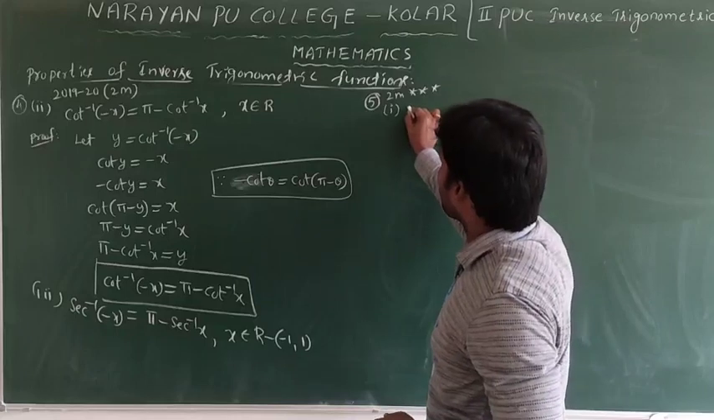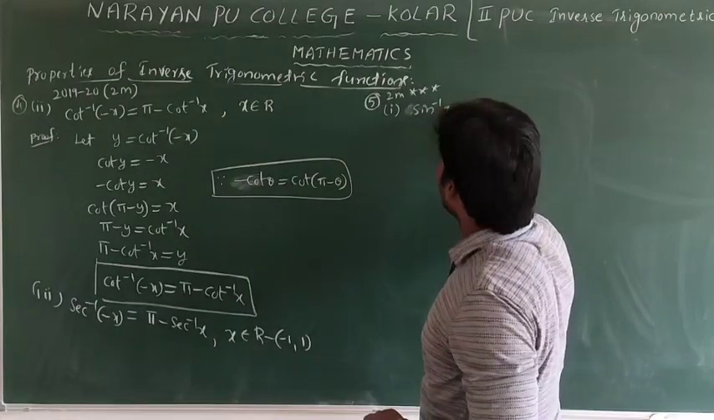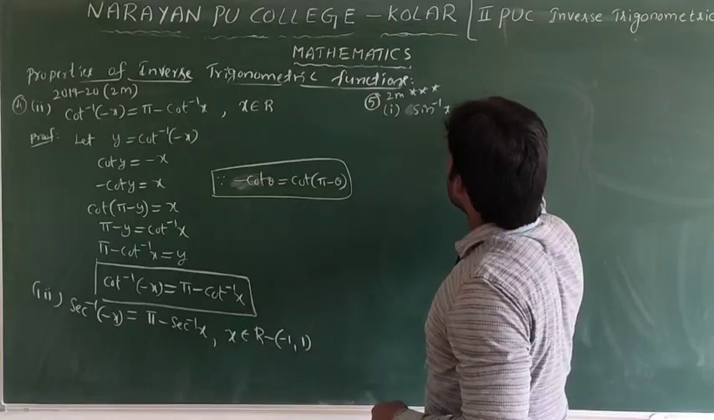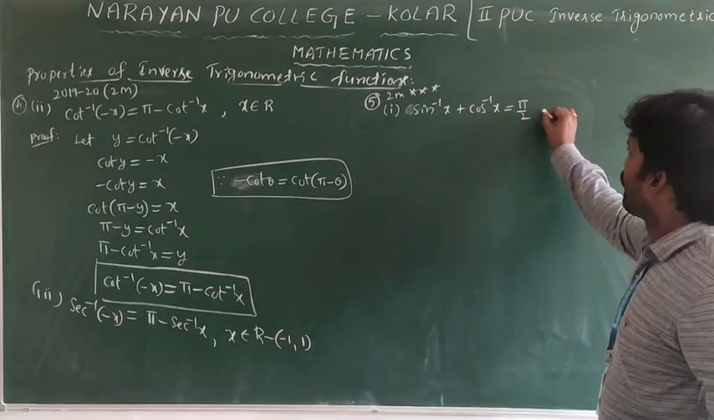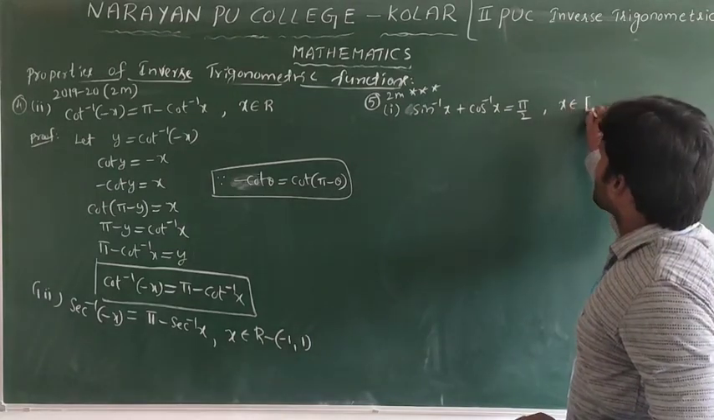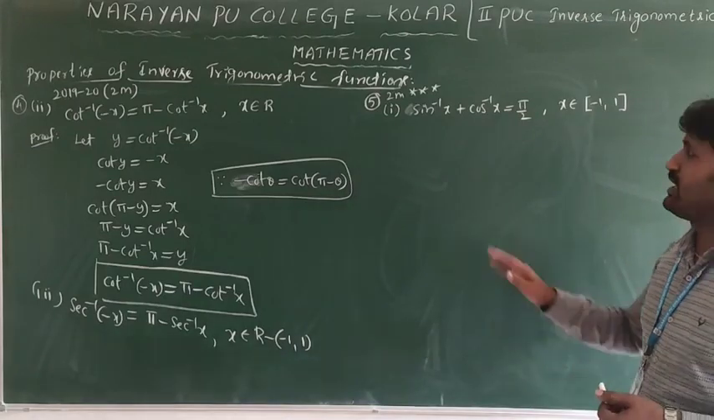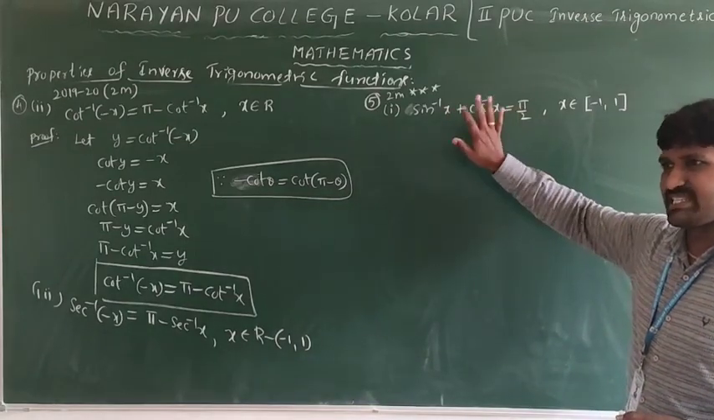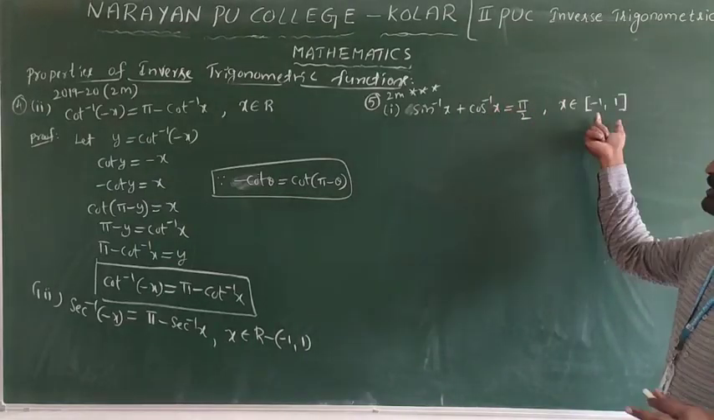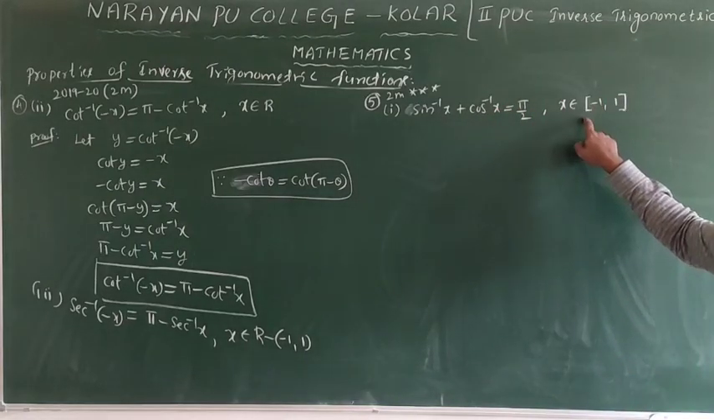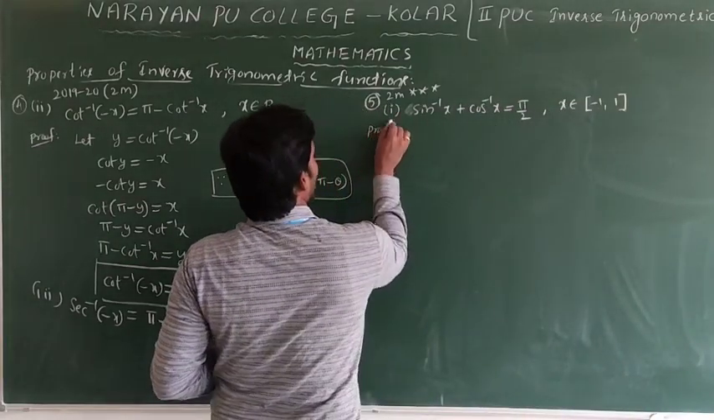In the first one, sin inverse x plus cos inverse x equals pi by 2, where x belongs to the closed interval minus 1 comma 1. Again, how to identify? For sin inverse x the domain is the same, for cos inverse x also the domain is the same. For the sum also the common domain is the closed interval minus 1 to plus 1. Now to prove this one.